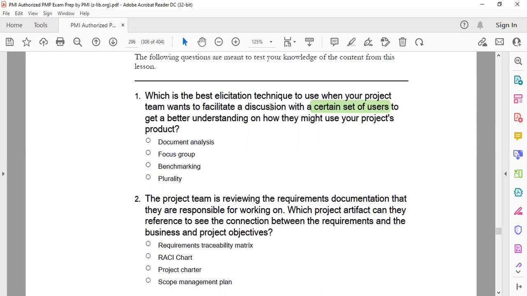Hari, what you're selecting is a group decision making technique. Plurality is a group decision making technique. Benchmarking is not an elicitation technique. Benchmarking is a collect requirements technique. Document analysis is also a collect requirements technique. You need to elicit. For elicit, the word is what? Focus group, because it matches with a certain set of users.